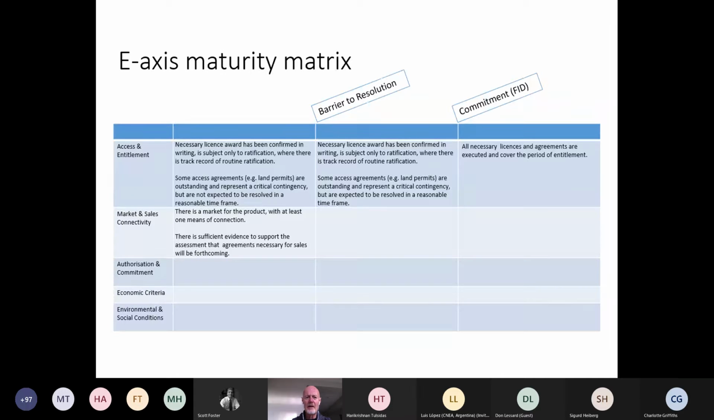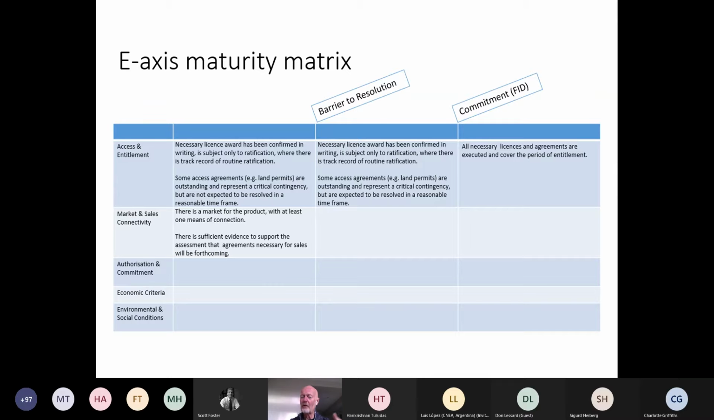If you go to the next slide now, Harry, I've just taken out a slight example of some of the issues that you might want to look at for the E-axis maturity. So you can see I've got 5 different tests here. Access and entitlement: do you properly own and have entitlement to the resource? Market and sales connectivity: will you be able to sell or get to market and sell this asset? So is there some sort of connection, a pipeline, cabling, whatever is necessary to utilize it?